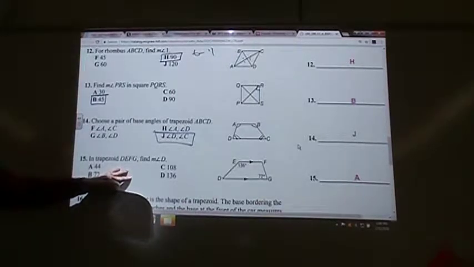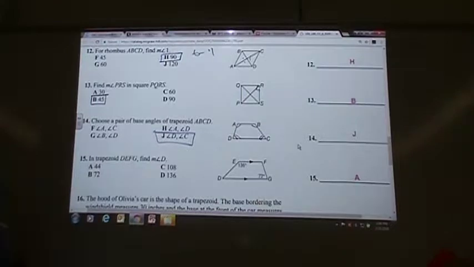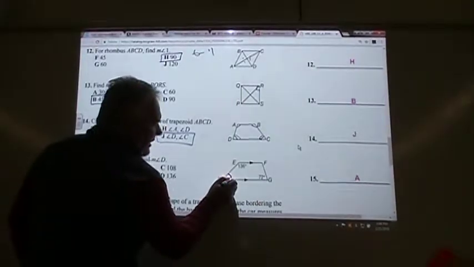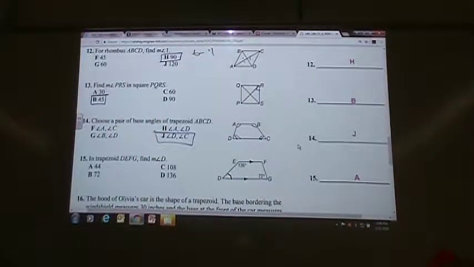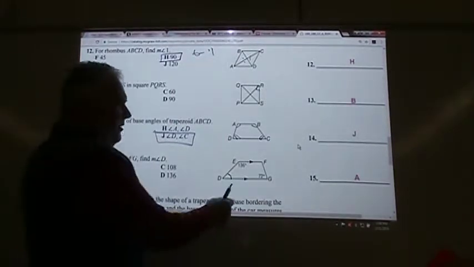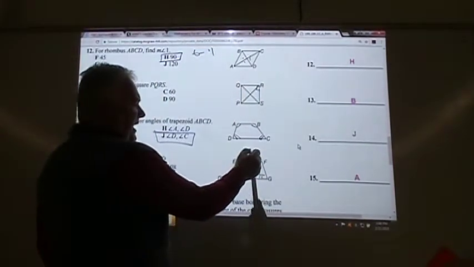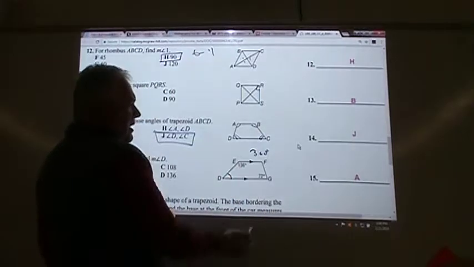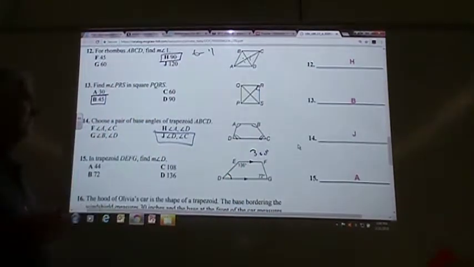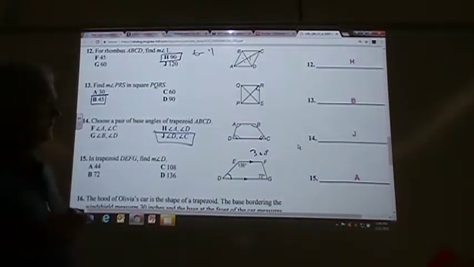15. In this trapezoid, DEFG, find the measure of angle D. So we're trying to find that measurement right there. Okay? How can we figure this one out? What's some of the ways that we can figure it out? Can we do the sum of the angles? We know that they add up to 360 degrees, but we don't know F. We could probably figure out F, but how do we figure that out?